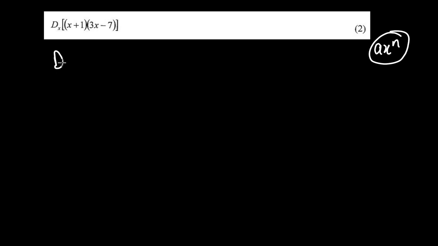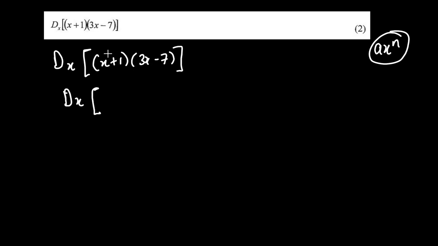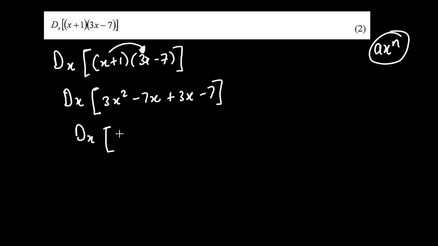So I'm going to write it as it is, like this. Then I have 3x minus 7. Then I'm going to start simplifying. I write my dx, then I simplify inside. So I say x times 3x, that will be 3x squared, then x times negative 7, that will be negative 7x, 1 times 3x, that will be 3x, and then 1 times negative 7, that will be negative 7 there. Then I write my dx. Remember, I'm simplifying. I have not applied the rules.